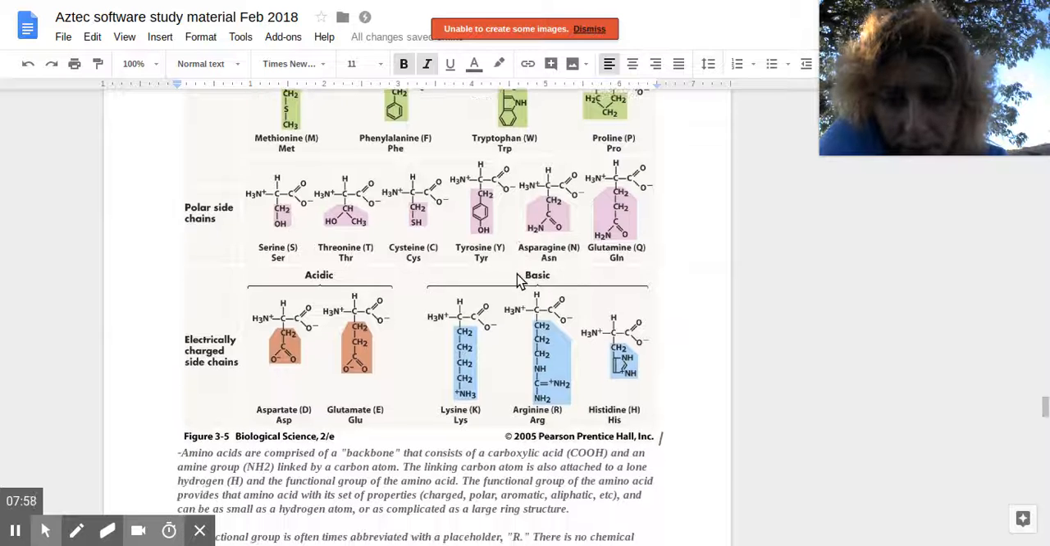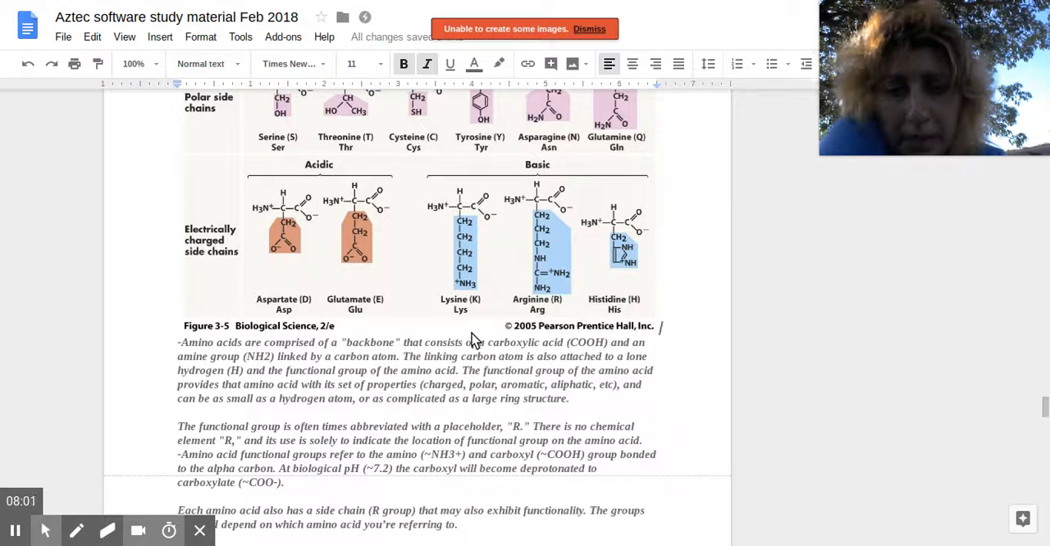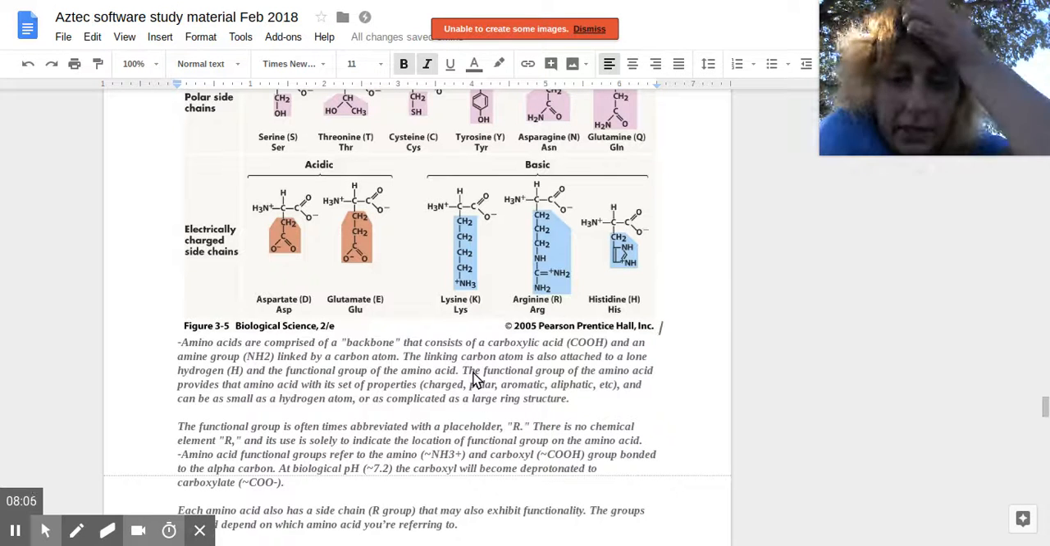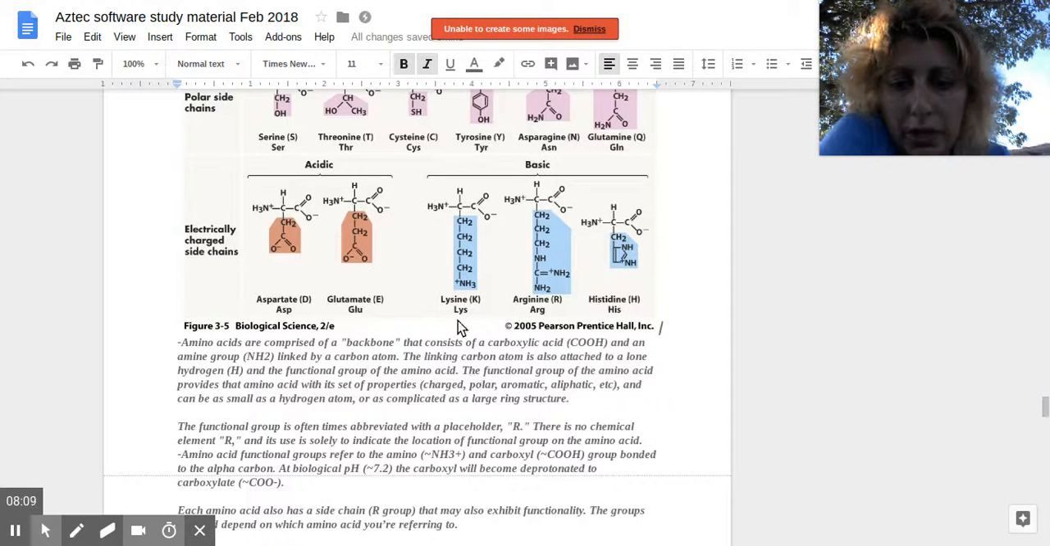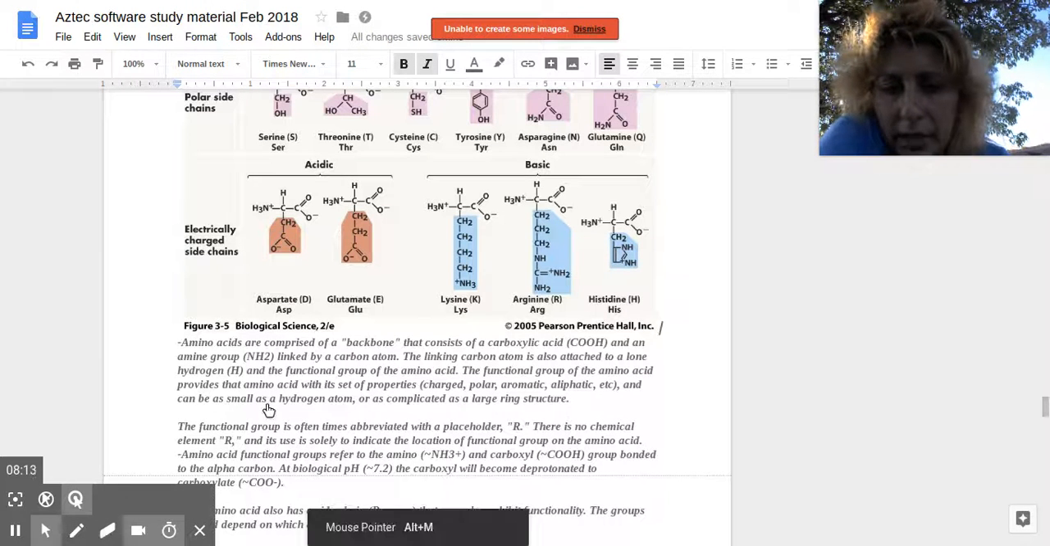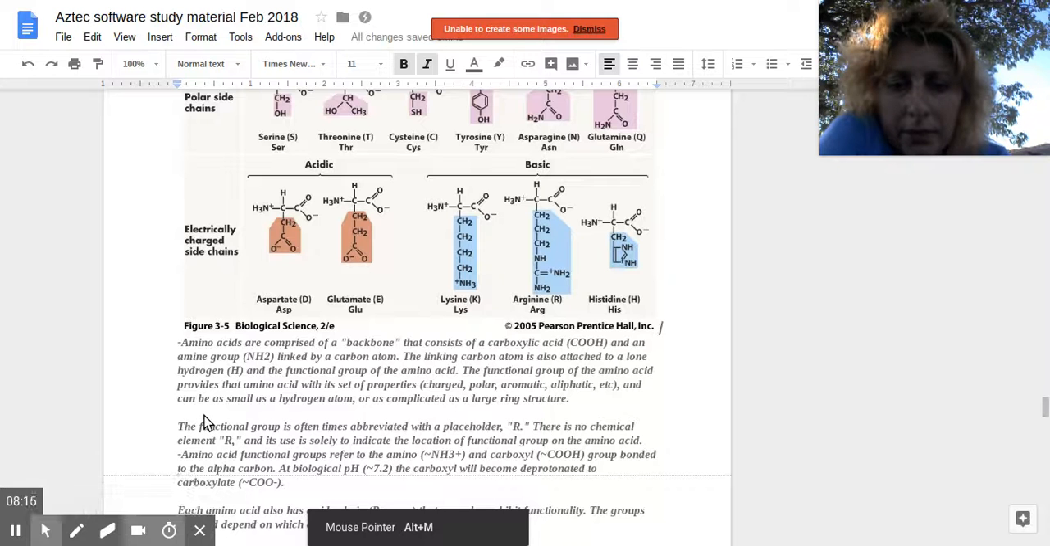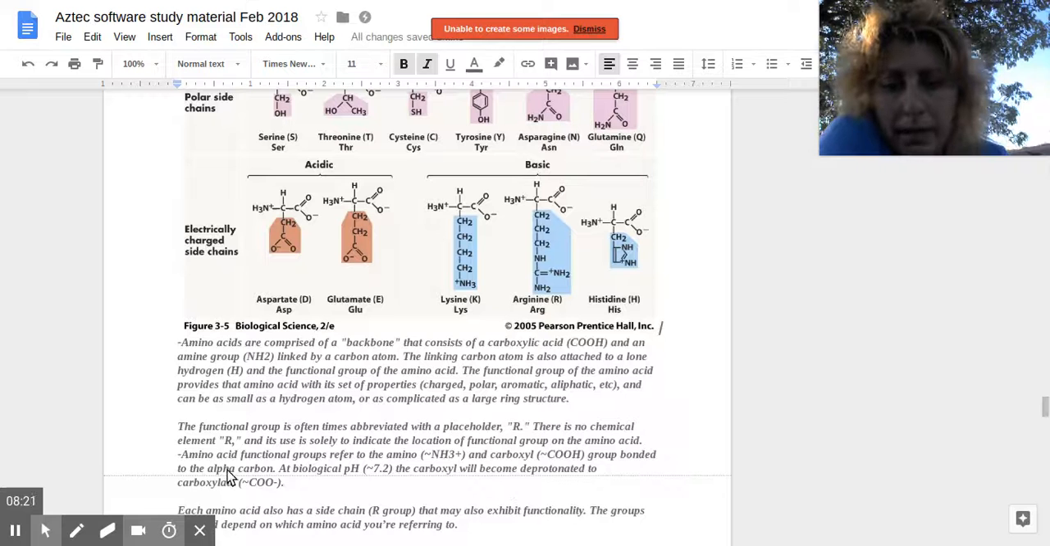The functional group is abbreviated with R. So it indicates the location of the group on the amino acid. NH3 is the amino group, and the carboxyl COOH group is bonded to the alpha carbon. At 7.2 pH, the carboxyl becomes deprotonated to carboxylate, COO minus. So it loses the hydrogen.